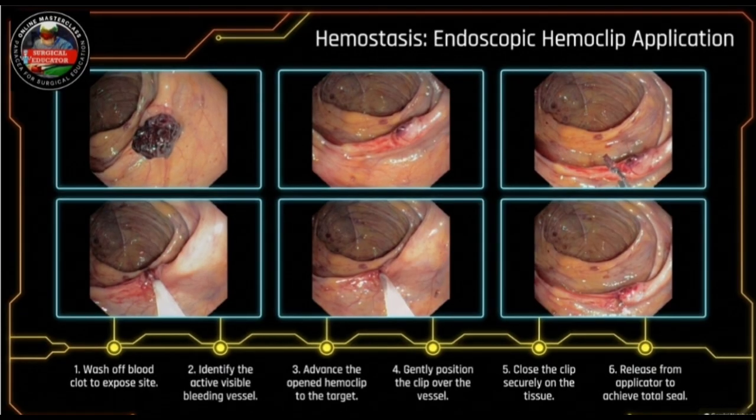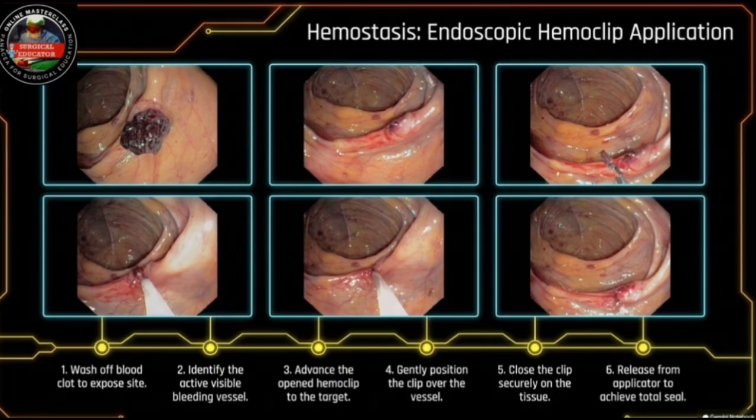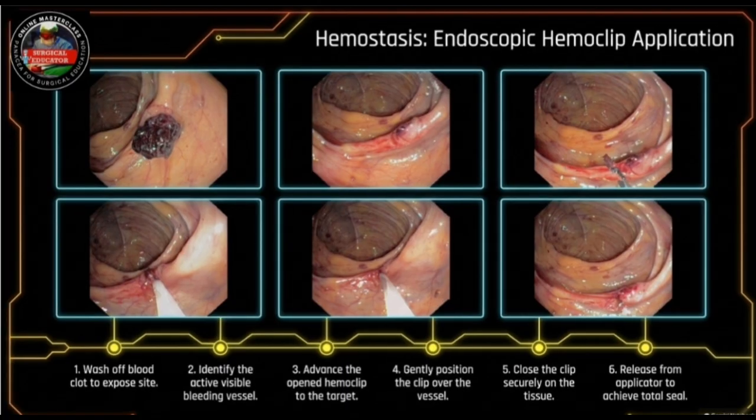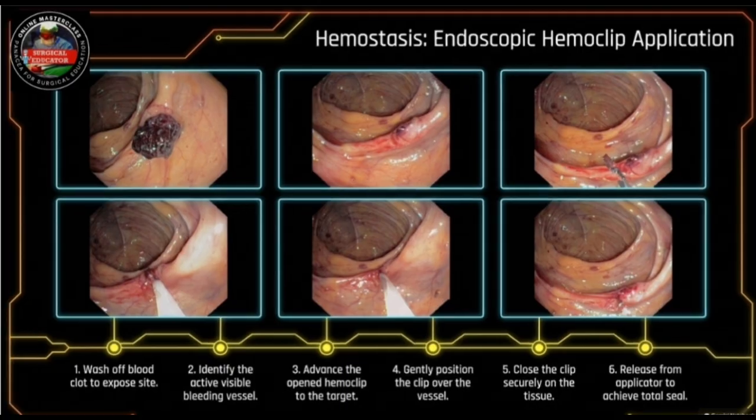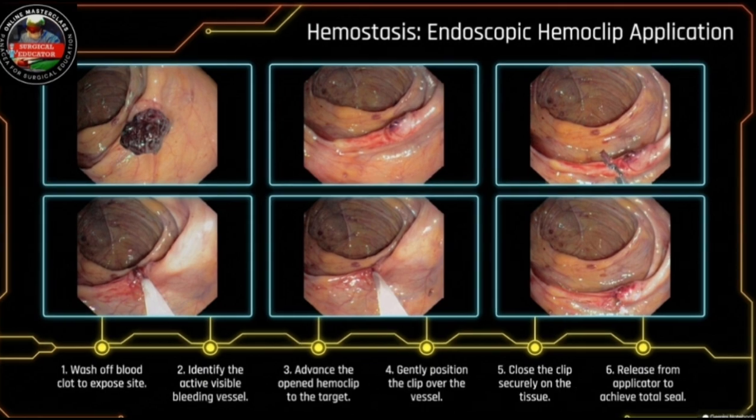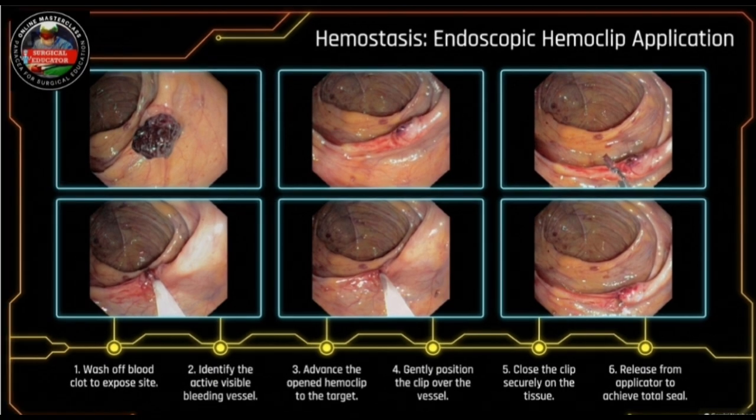Oh, wow. If you blindly deploy a titanium hemoclip onto a mound of clotted blood, you aren't clamping the severed artery, you are just clamping jelly. Which obviously won't hold. Right. The clip will fall off and the bleeding will resume. You must vigorously watch the site to visualize the actual millimeter-wide defect in the vessel wall. So you wash it away to reveal the true target.